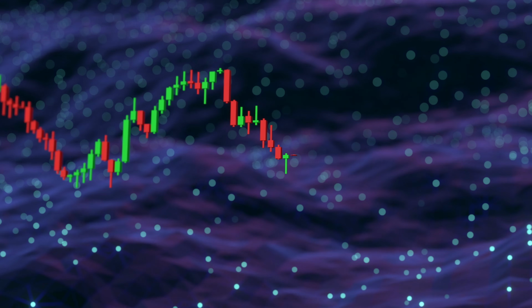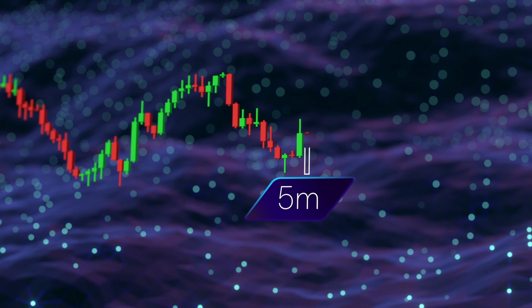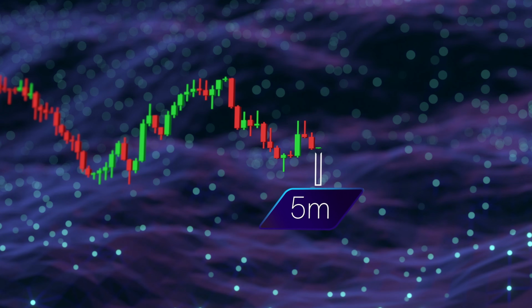A time frame is how often a new candle prints. For instance, if you're on the 5-minute time frame, that means a new candle prints every 5 minutes. And if you're on the daily time frame, a new candle prints every day.